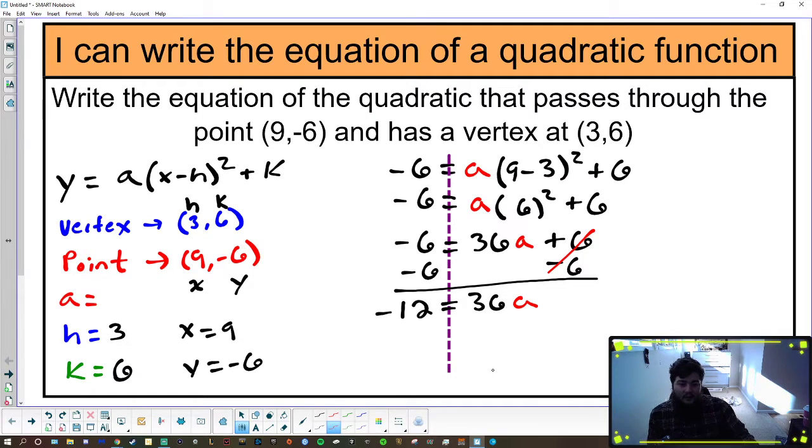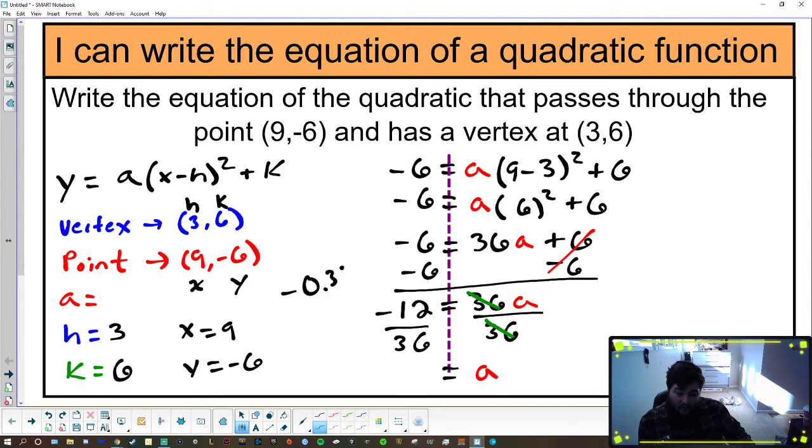Finally, I'm going to divide both sides of my equation by 36 so I can get a all by itself. Okay, when I do this, 36 divided by 36 is 1, so those eliminate, and we're left with just a on the right side. On the left side, I'm left with negative 12 divided by 36, and if I put this into my calculator, into my phone, into my Desmos, I get negative 0.333, and that repeats forever and ever. Well, a repeating 3 tells us that this is negative 1/3. So this reduces to negative 1/3.